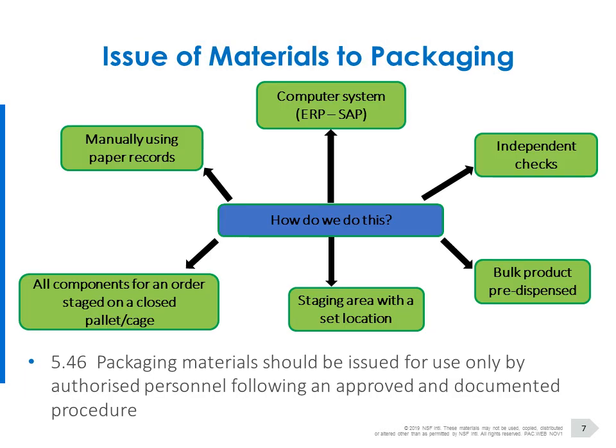If you look at issuing of materials to the packaging area, many companies use computer systems, the enterprise systems such as SAP, and many warehouses today use barcode scanners, which actually helps to provide an independent check of what's actually been removed from the packaging warehouse area into the packaging area itself.